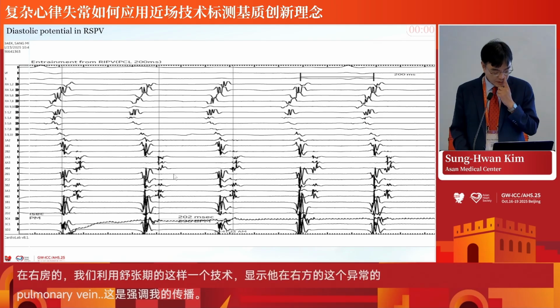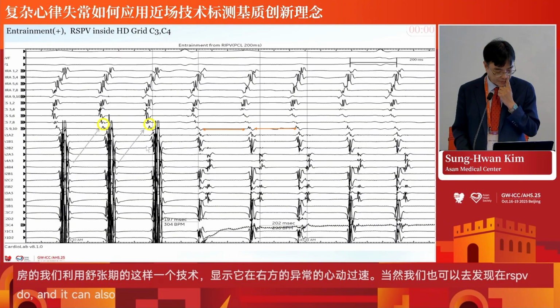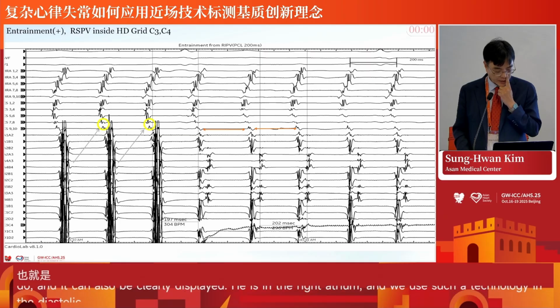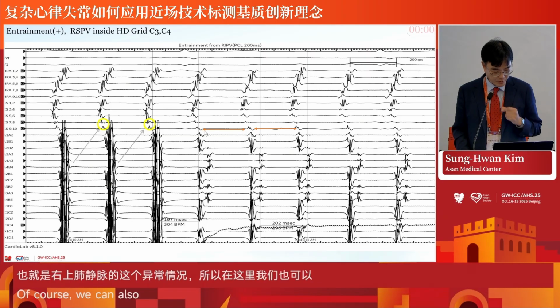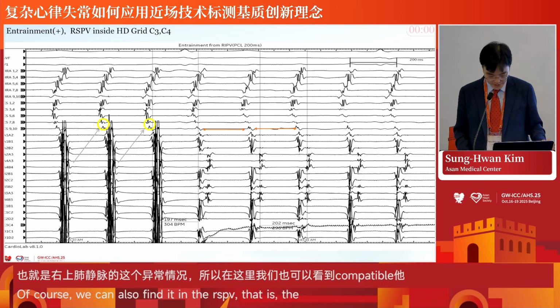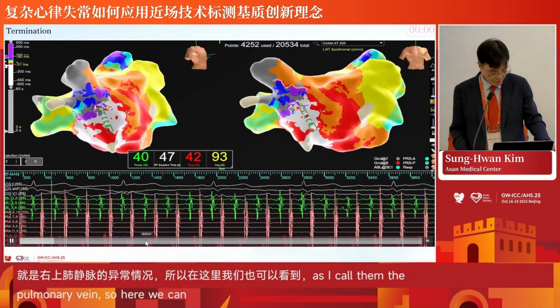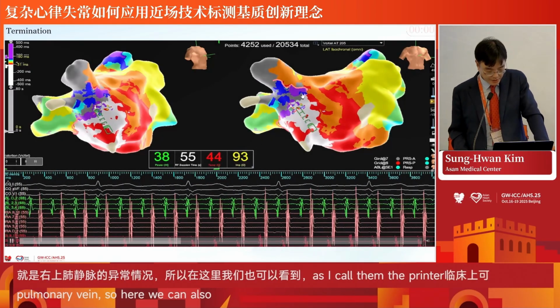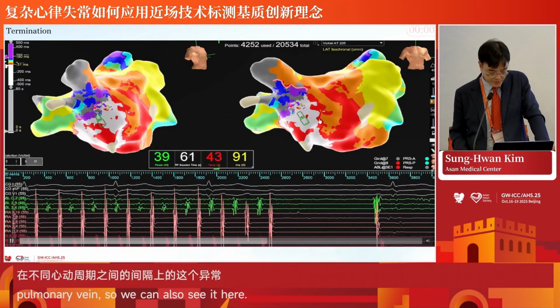We can find the diastolic potential in the anterior side of the pulmonary vein like this. So I tried entrainment there. We can get a post-pacing interval comparable with the clinical cycle length of the clinical tachycardia. So I tried to do ablation there, at the critical isthmus.